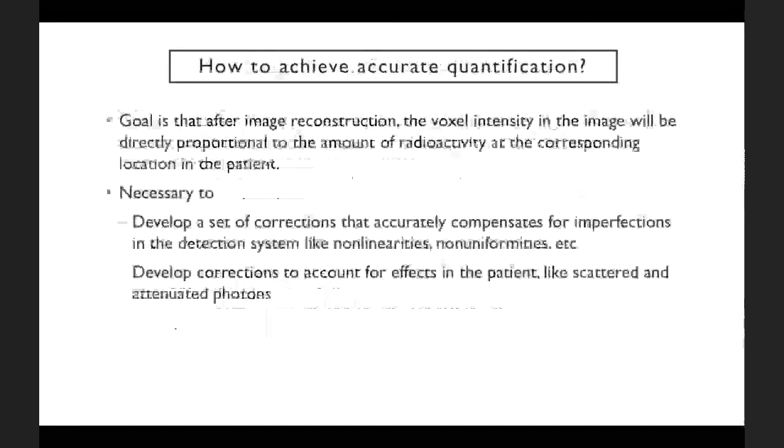So how do we go about this? Our goal is that in the PET image, after we've reconstructed it, when we look at a particular voxel, that intensity will be directly proportional to the amount of activity that's in the patient. But in order to do that, we're going to have to develop a set of corrections to compensate for the fact that we don't have a perfect detection system. There are nonlinearities, there are non-uniformities, and we also have to account for the effects that occur within the patient, like the scattering and attenuation of photons.